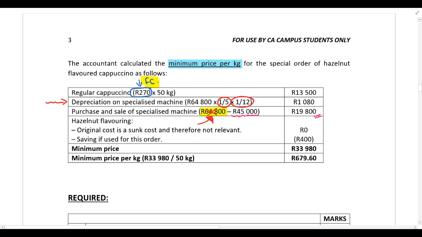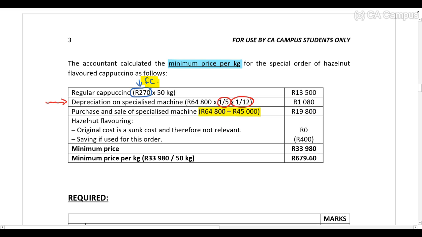Let's look at it in this way. Let's look at a different variation because that's actually the best way to do it. If the company was purchasing the machine specifically for this order, then his calculation would be correct. Why? If the machine was being purchased specifically for this order, it would cost the company 64,800 Rand to buy the machine, and that would then be relevant because they're buying the machine specifically for this order. It's not for another order. It's not a sunk cost or a cash flow that happened in the past. They're buying the machine specifically for this order. So that would then be relevant.